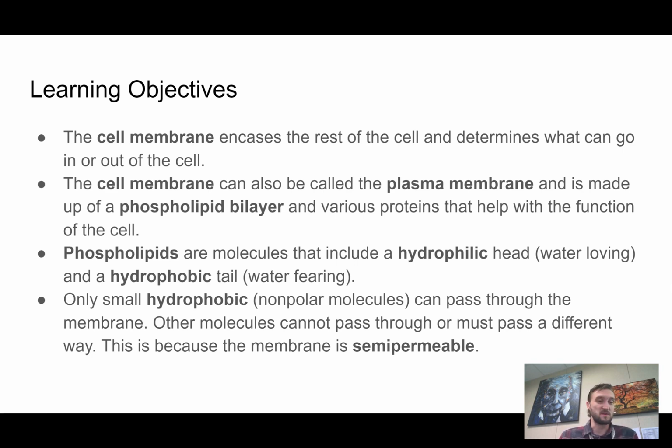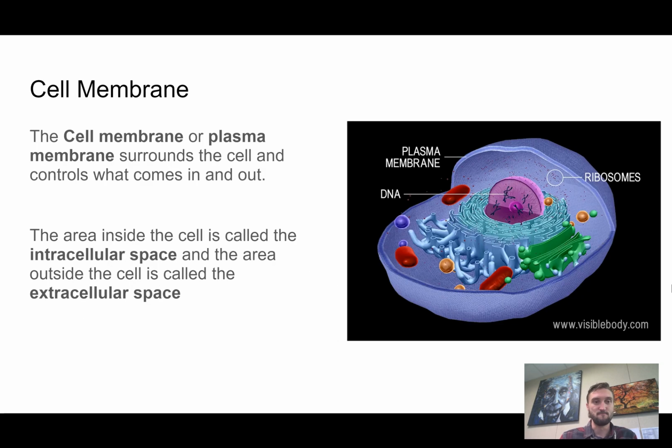They are: the cell membrane encases the rest of the cell and determines what can go in or out. The cell membrane can be called the plasma membrane and is made up of a phospholipid bilayer, as well as other proteins. Phospholipids make up the phospholipid bilayer, and they are molecules that include a hydrophilic head and a hydrophobic tail. Only small hydrophobic or nonpolar molecules can pass through the membrane. Other molecules need help. This is because the membrane is semi-permeable. So those are our learning objectives for this video.